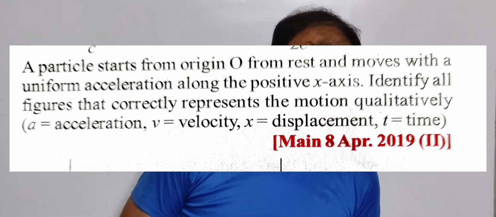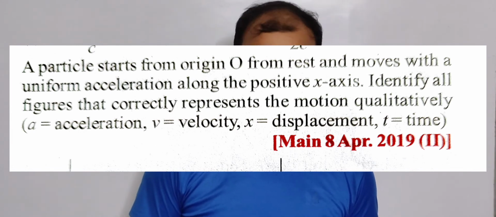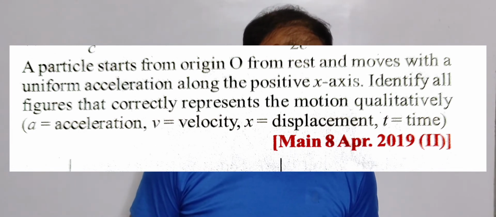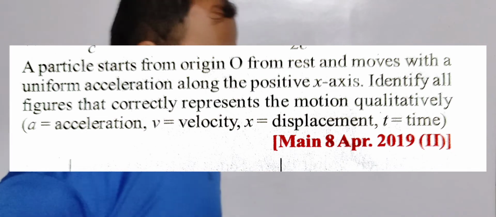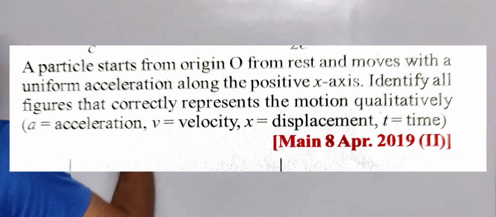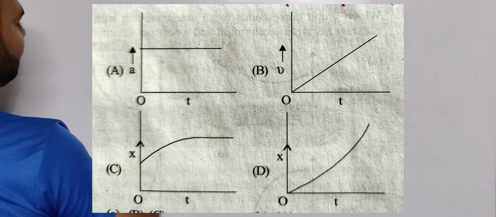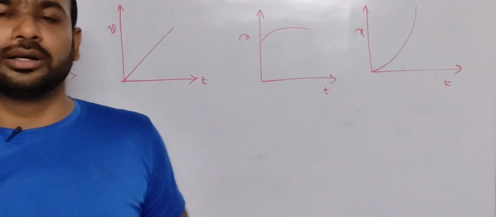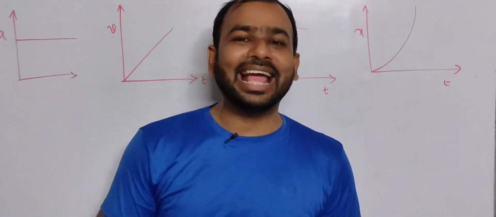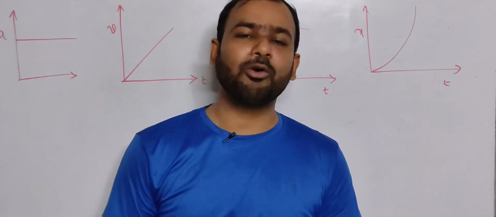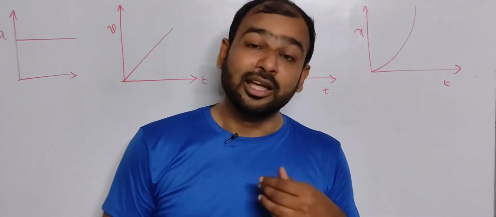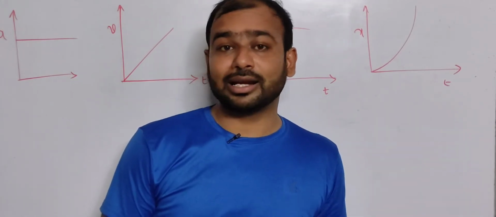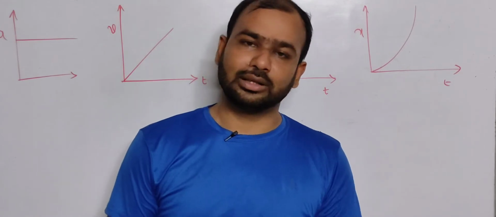Next question on your screen. A particle starts from origin O from rest and moves with a uniform acceleration along positive x-axis. Identify all the figures that correctly represent the motion quantitatively. There are 4 graphs given. How to find this expression, this graph, with a single piece of information that the acceleration is uniform. Now what is uniform acceleration? Uniform acceleration means the acceleration can be uniformly increasing, uniformly decreasing, or a constant. These all things are called uniform.